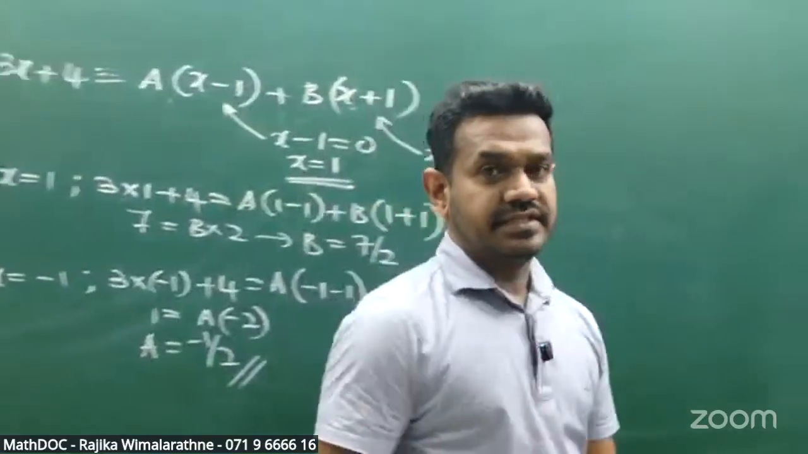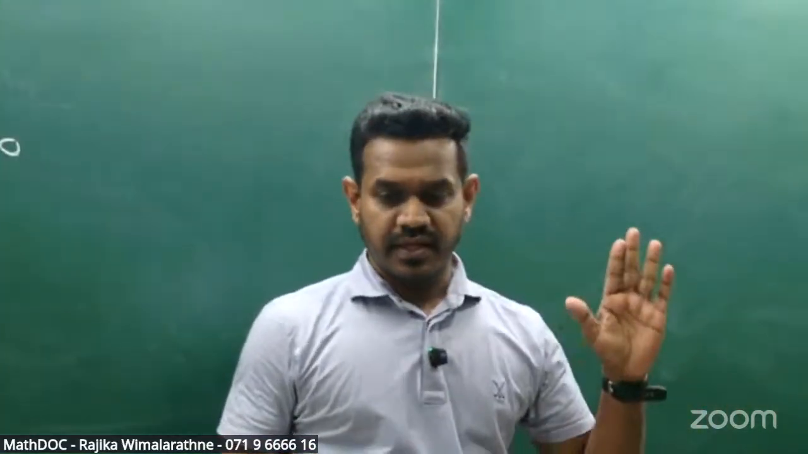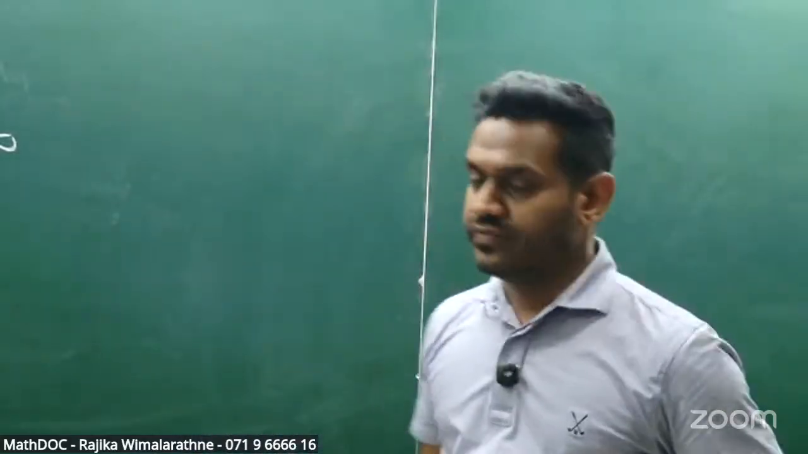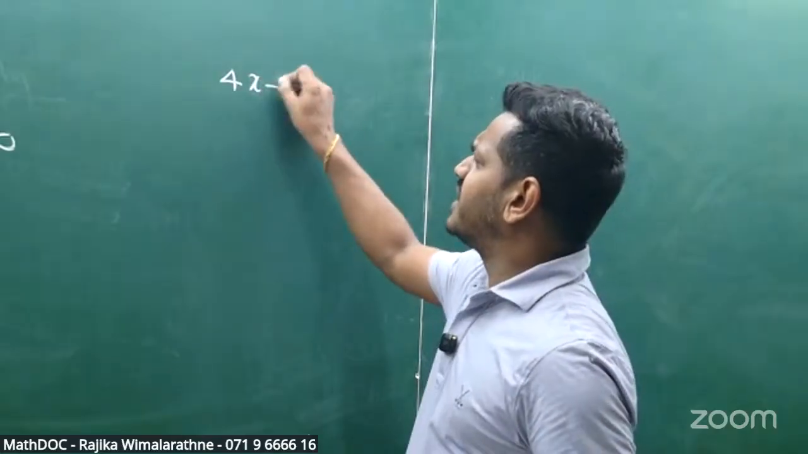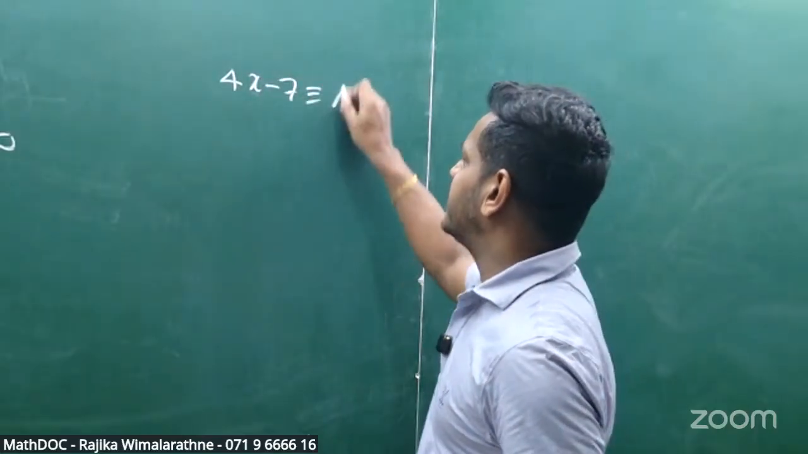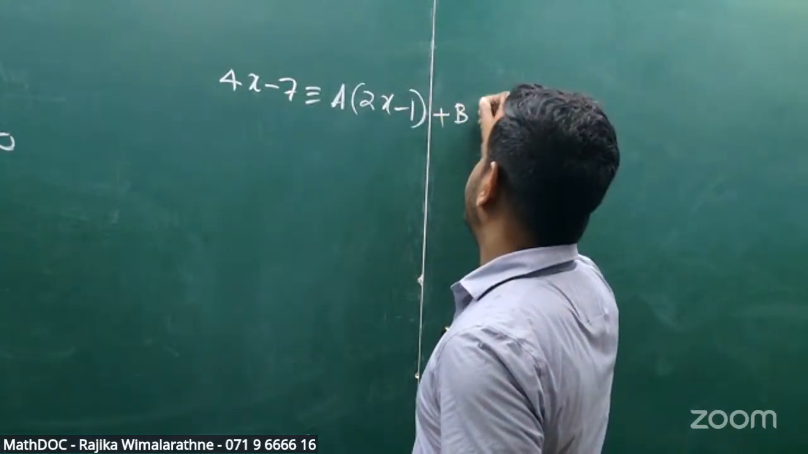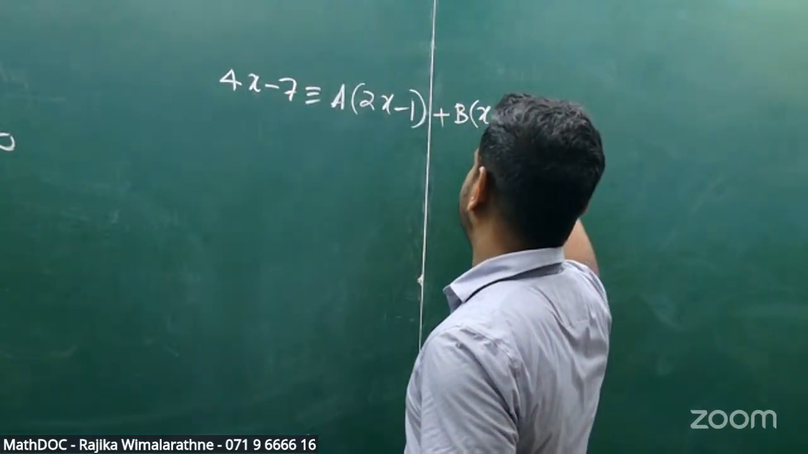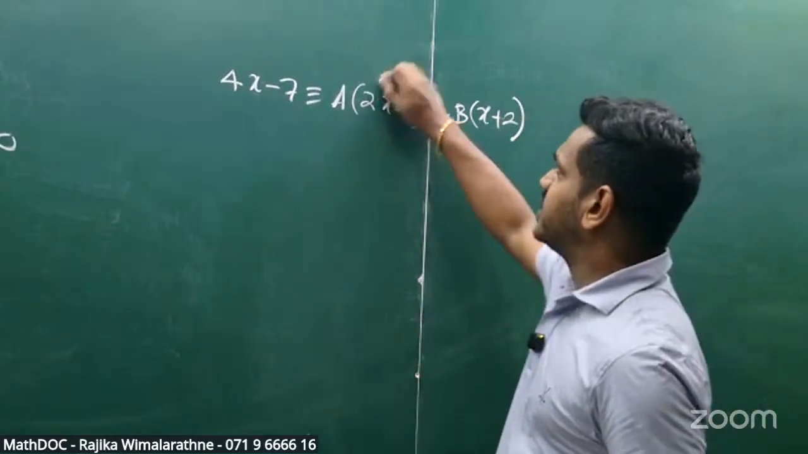Now let's see another example. You identify the technique. If you have any doubt, let me know. Now you had better do this one with me. 4x minus 7 identical to a into (2x minus 1) plus b into (x plus 2).